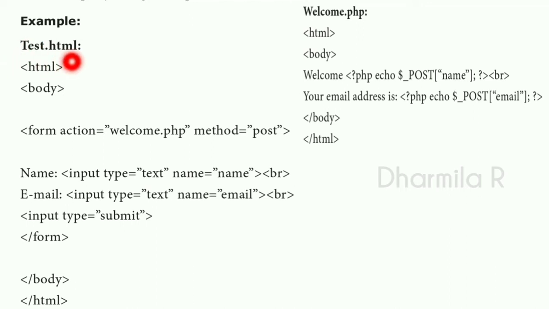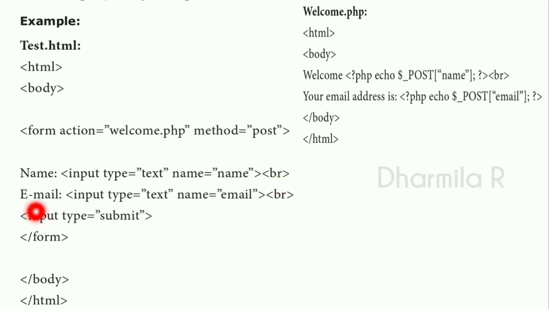Using HTML we are going to create the form, and using PHP we are going to handle the form. So let's start with the HTML program. Here we have the open HTML tag, then the body tag, then the form tag. Inside the form tag we have 3 lines. First one is name, and then we have the input tag. This input tag is used to create a text box, and then the BR tag, which is used to break the line.